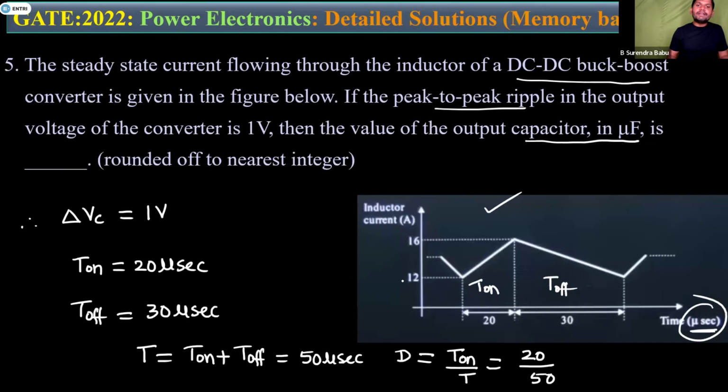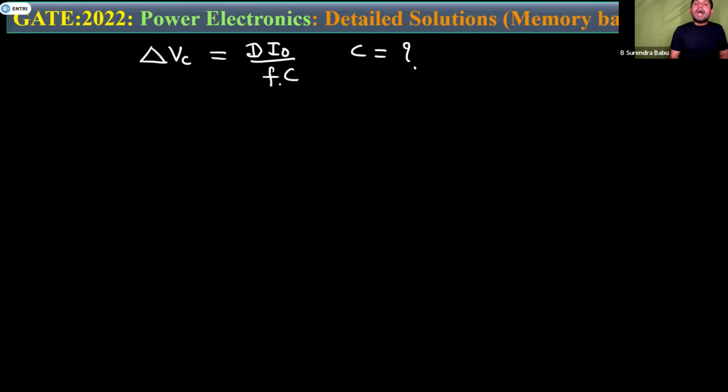I already calculated the duty cycle. But what is the frequency? Frequency equal to 1 by 50 microseconds. Frequency equals 1 by T, 1 by the time period, that is 1 by 50 into 10 power minus 6. I know the frequency. I know the D value.